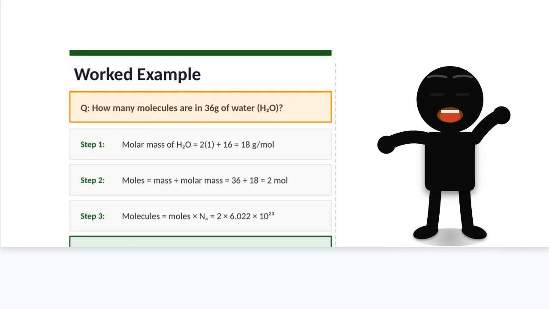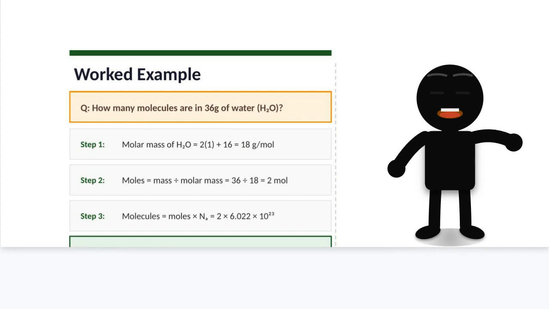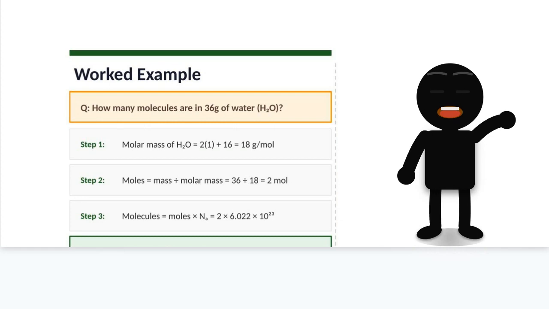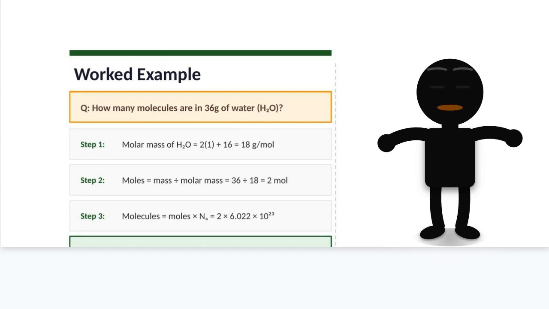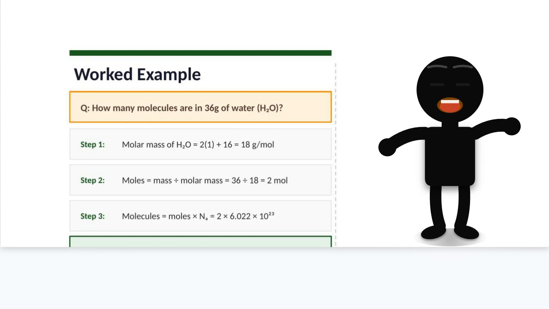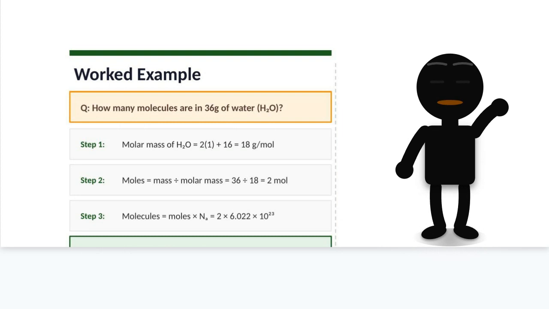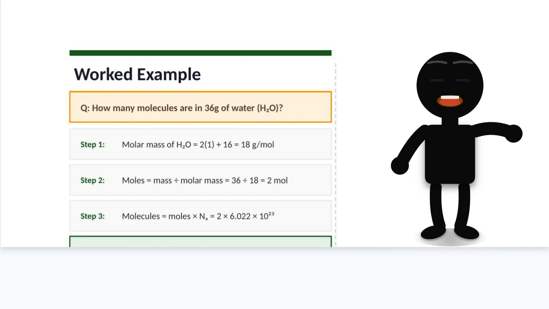Step 2, find the number of moles. Moles equals mass divided by molar mass. That is 36 divided by 18, which equals 2 moles. Step 3, convert moles to molecules. Multiply moles by Avogadro's number. 2 times 6.022 times 10 to the 23 gives us 1.204 times 10 to the 24 molecules. That is our answer. Notice the approach: always find moles first, then convert to whatever the question asks. Moles is always the central step.